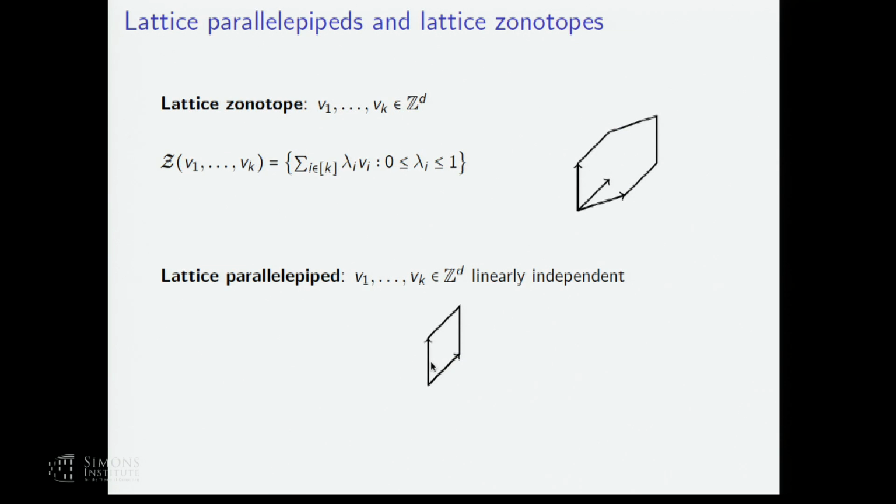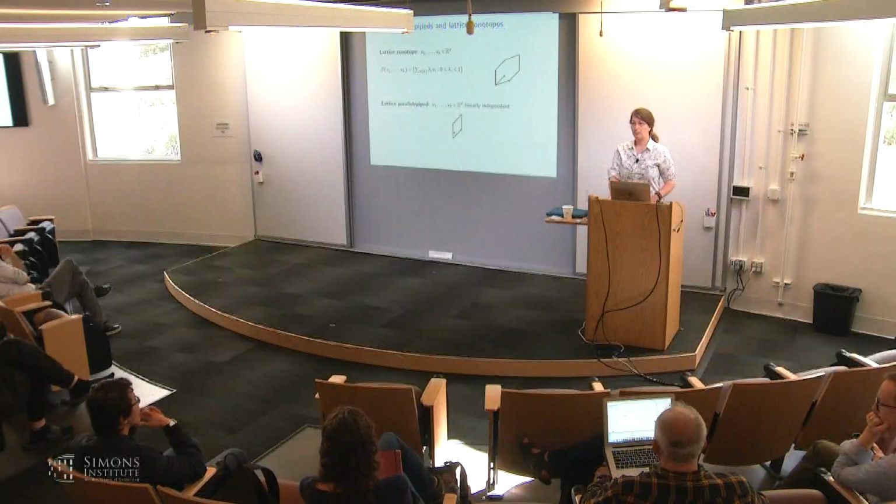And as I said, since I also have a bit more time, I also want to talk about lattice zonotopes and parallelepipeds. I'm sorry, the degree of the h-star polynomial, it must always be the dimension? Yes, but it can be lower. It can be lower. Yes, exactly. It can be lower.